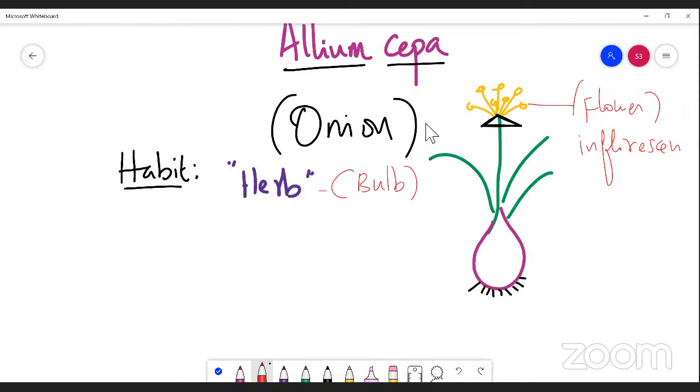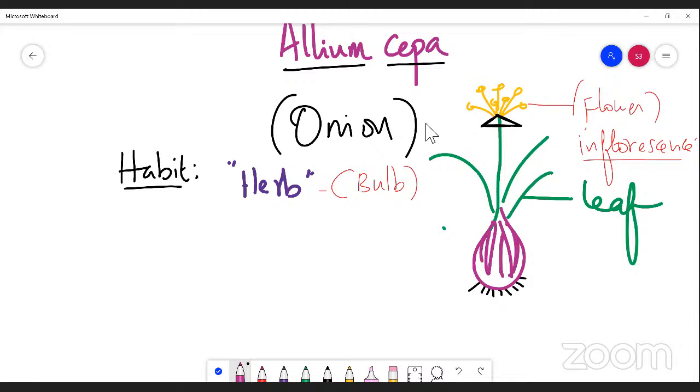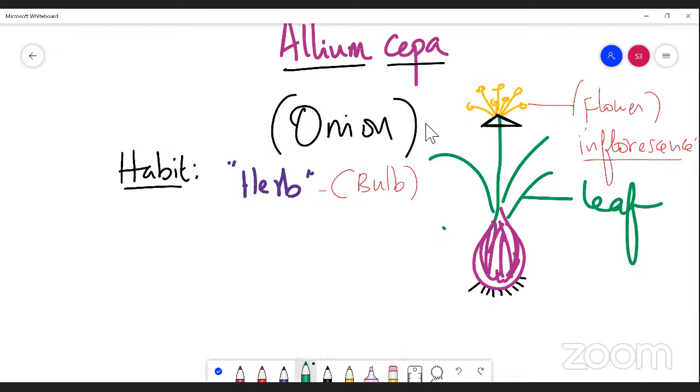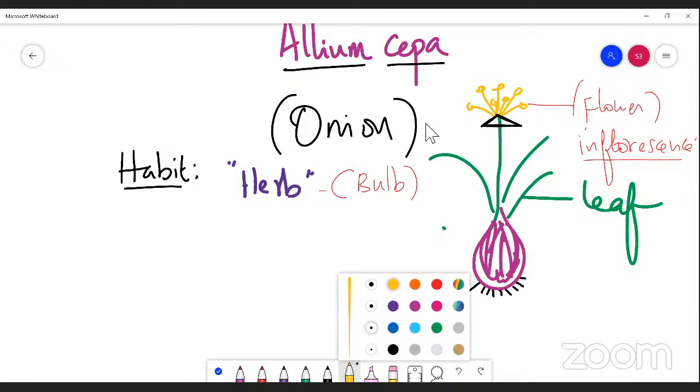Inflorescence. And this is the leafy portion. It is a leaf, a leafy portion. And here you find the bulbous growth. So on seeing the structure, you can say it is a herbaceous condition. Habit is over. Next, root.